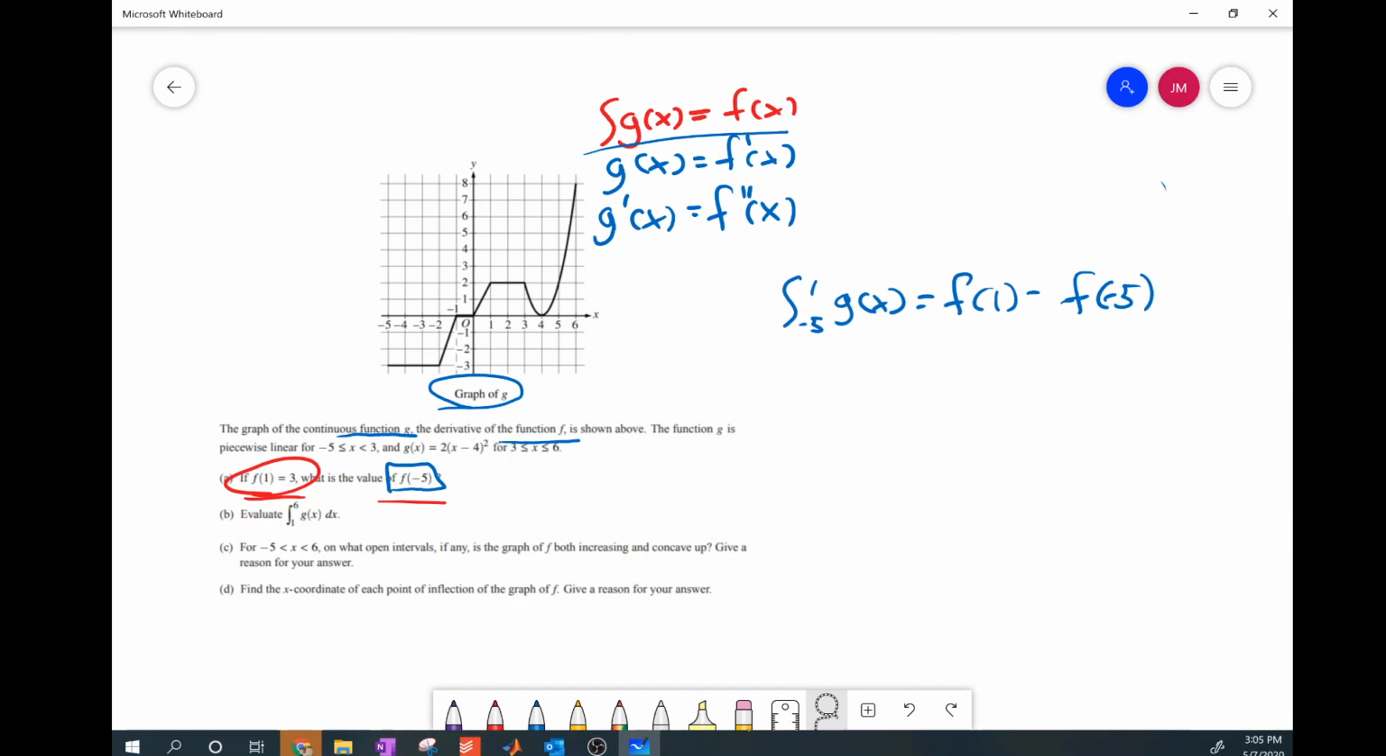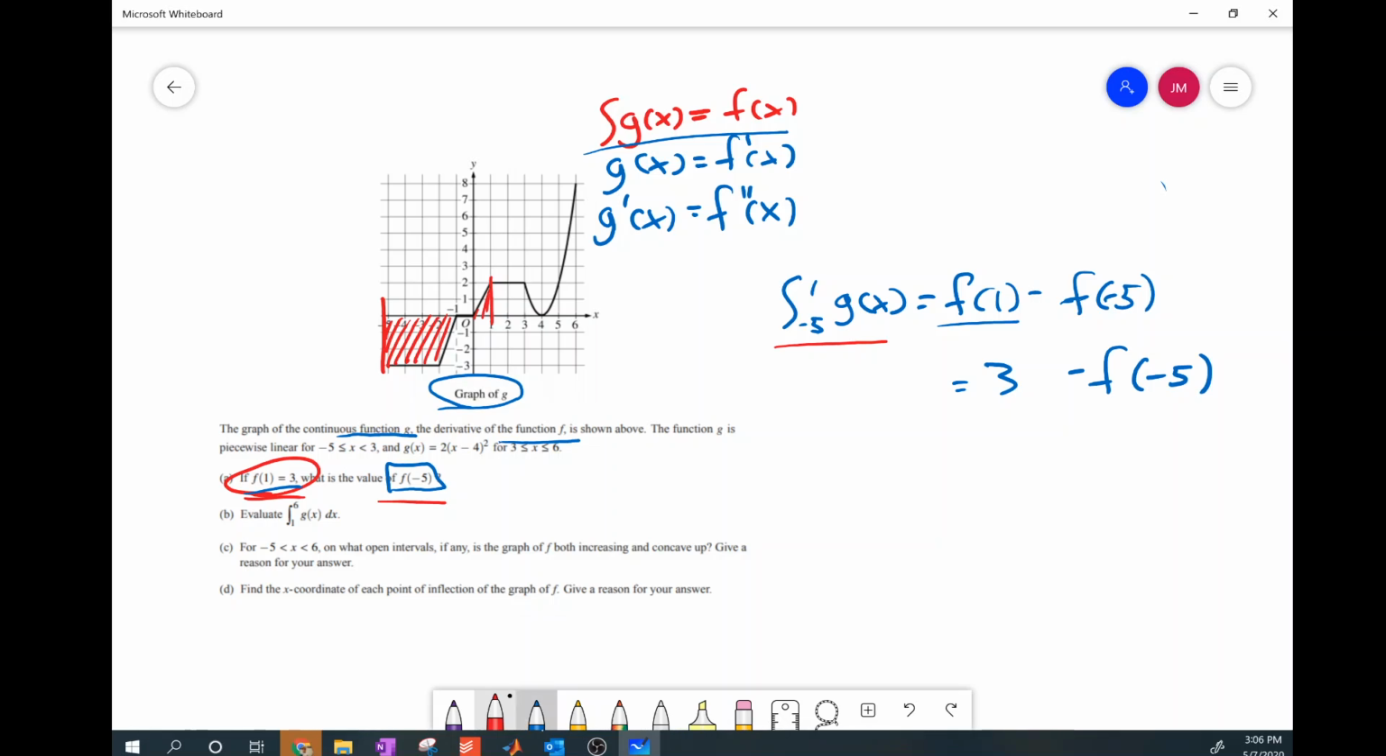All right, so we know we're going to try to find our f of -5, so that's not going to go anywhere. And our f of 1, they tell us, is just 3. So now I need to figure out what is the integral from -5 to 1 of g of x. If you remember back from class, we said the integral of a function is the area between that function and the x-axis. So we're going to go from -5 to 1. We want this area here.